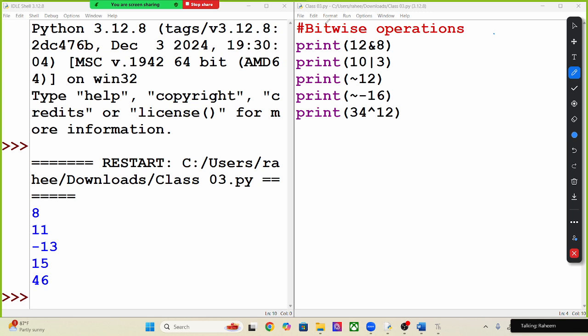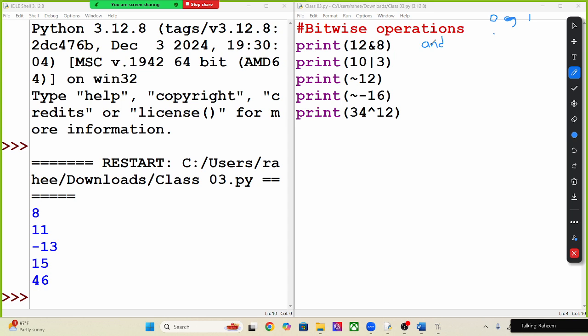So we all know what is a bit, right? Bit means zeros and ones. If you take the first one, we have learned AND, OR, NOT and XOR in the logic gate lesson. So the same thing we are going to do here also. The first one is AND, this is the symbol.